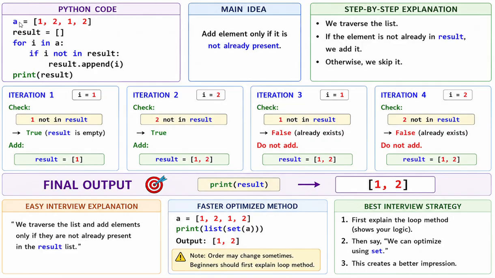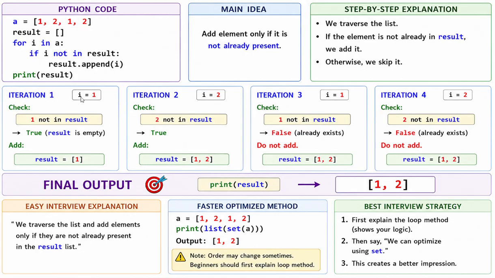Here we have a list a = [1, 2, 1, 2]. Here I have taken an empty list. Here I have built a small logic, which means if the element is not already in the result, we add it. If the element is already in the result, we skip it. I hope you understand. Now I will explain it with every iteration.